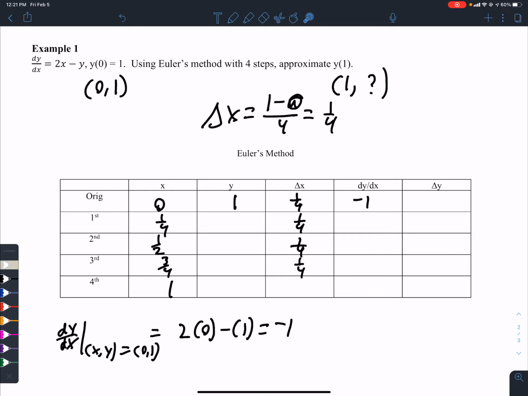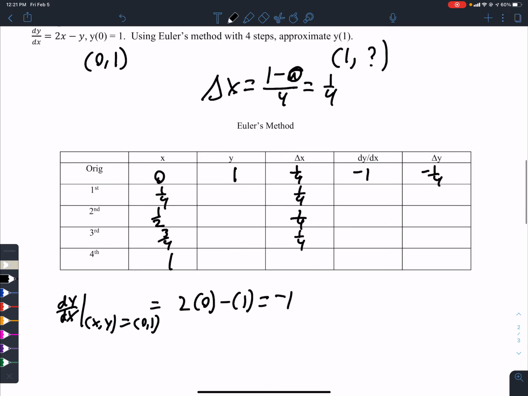And then we calculated delta y is the derivative times delta x. So this will be negative 1/4. So we started at 0. Oh, no, excuse me. We started at 1. Our delta y, we went down 1/4. So our new y is going to be 3/4.